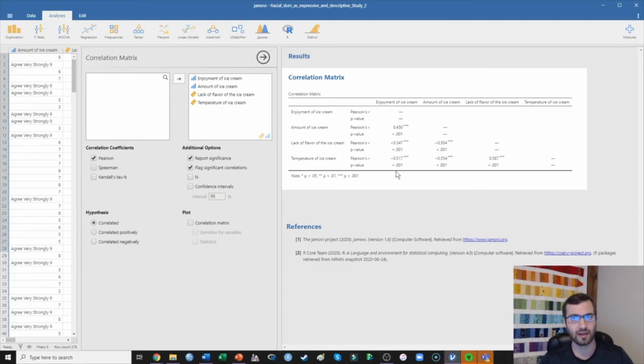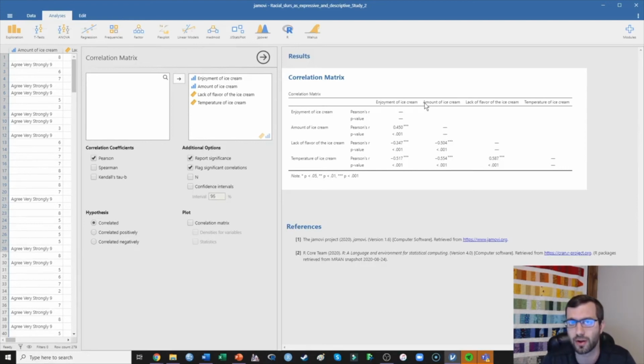The reason being is because I will present them so my reader, if they're really interested in those correlations, can check it out. But really, I'm not that interested in how the amount of ice cream correlates with the lack of flavor. There's nothing really that's interesting to me in those analyses. And so really, I'm more interested in just this column, how each of these predictors affects this continuous variable of enjoyment of ice cream. Now we do want to be careful.